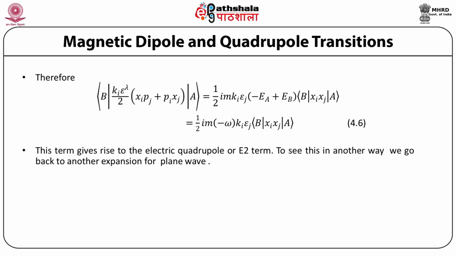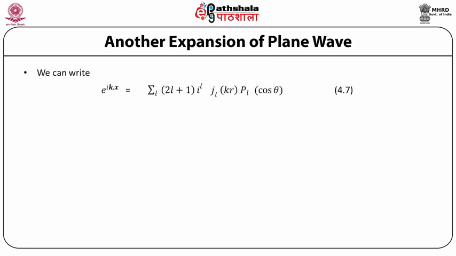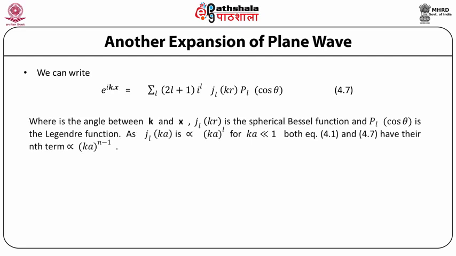To see this in another way, we go back to another expansion for the plane wave. The other expansion for the plane wave, we can write exponential i k vector dot x vector as a summation over L of (2L plus 1) i to the power L j_L(kr), the spherical Bessel function, into P_L(cos theta), the Legendre function, where theta is the angle between k and x.